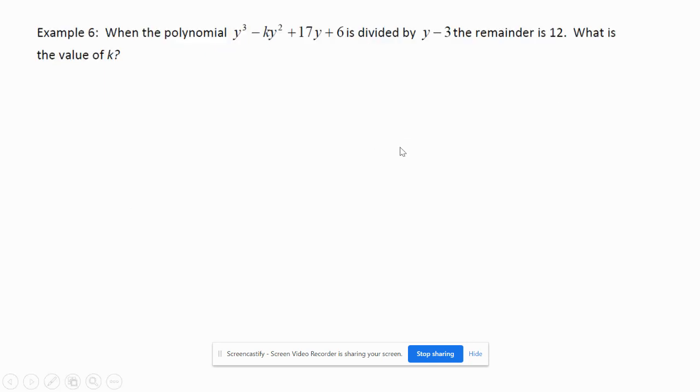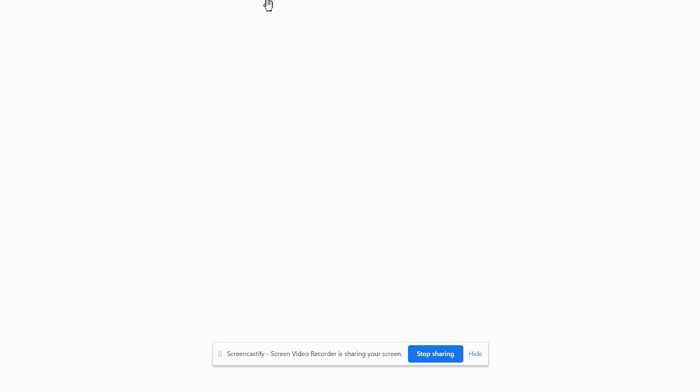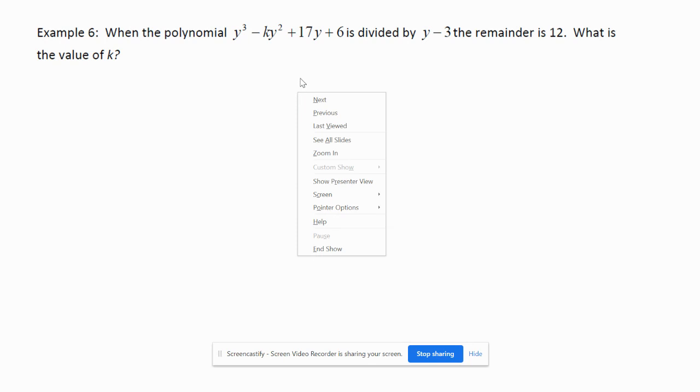So for example 6, you'll see these types of questions on your quizzes and tests for sure as well. This is almost like a working backwards question. We're telling you what the remainder is, but then we're asking you to solve for this k value here. When the polynomial is divided by y minus 3, the remainder is 12. What's the value of k?